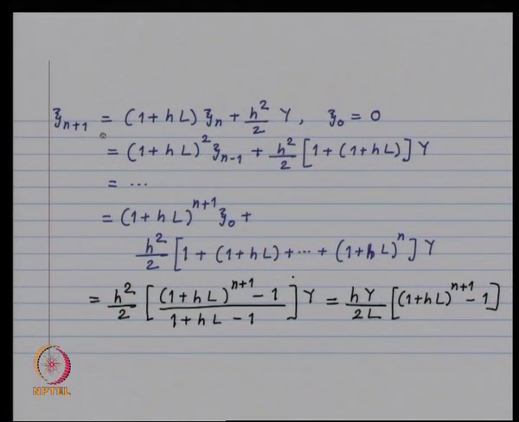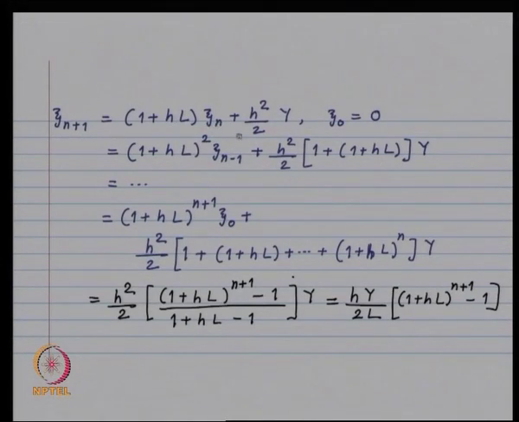Now you replace psi n by psi n minus 1, psi n minus 1 by psi n minus 2 and so on, and then you will get psi n plus 1 in terms of, finally, psi 0, and psi 0 is going to be equal to 0. So, let us look at what it looks like. So, psi n plus 1 is equal to this. Now, use the same formula with n replaced by n minus 1. So, we will have 1 plus h L square psi n minus 1 plus h square by 2 into 1 plus 1 plus h L Y. I am substituting for psi n.